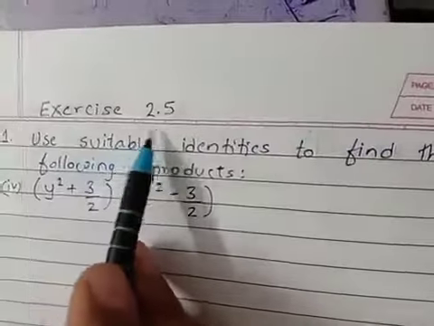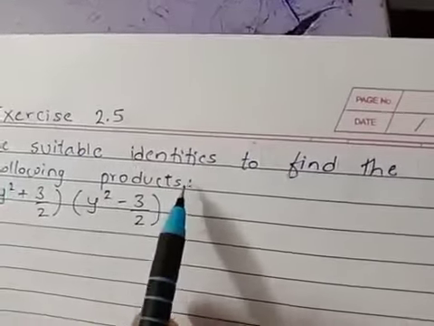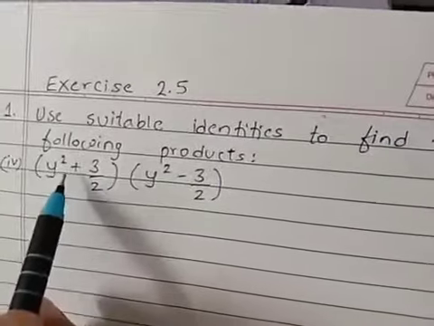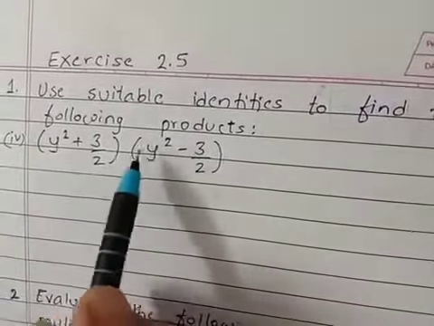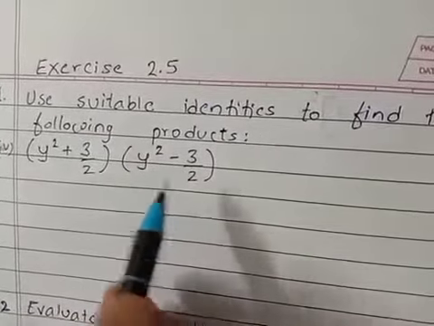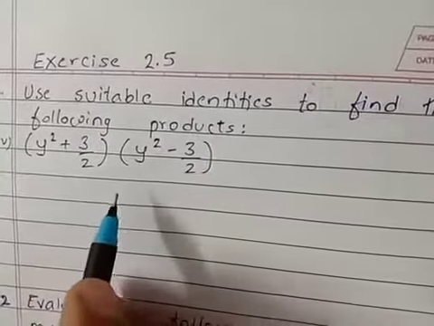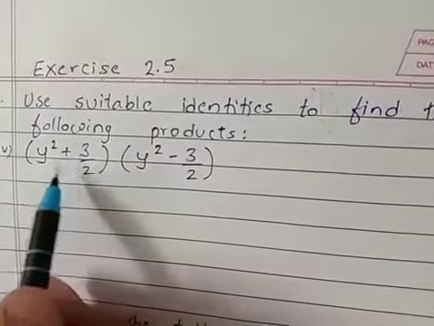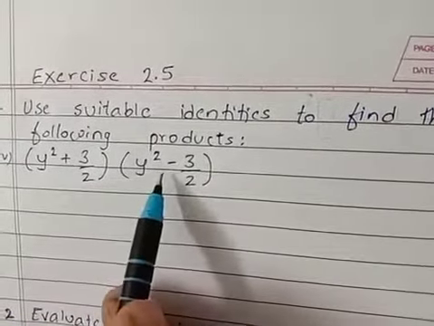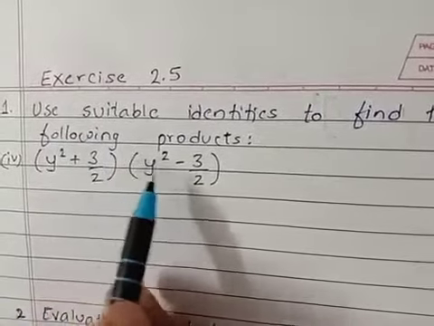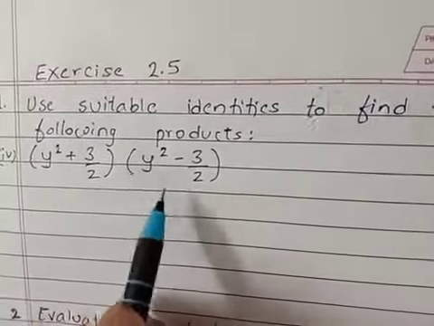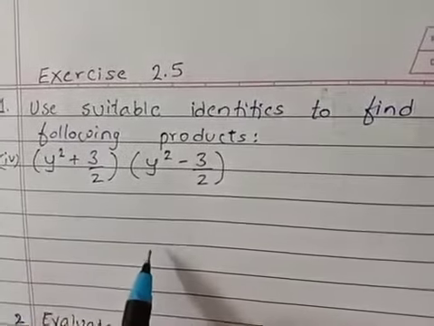Now we'll solve exercise 2.5. Use suitable identities to find the following products. Y square plus 3 by 2 into bracket y square minus 3 by 2. This is in the form of a square minus b square, that is, a plus b into a minus b is a square minus b square. So we will have to write it in that form.